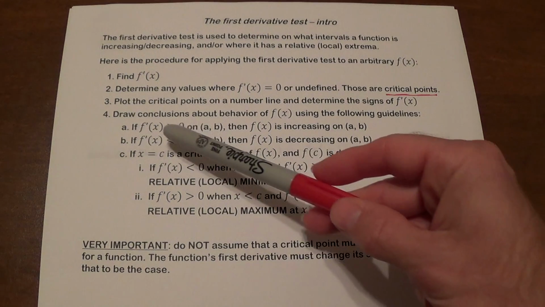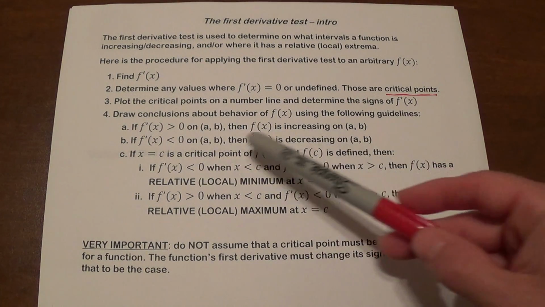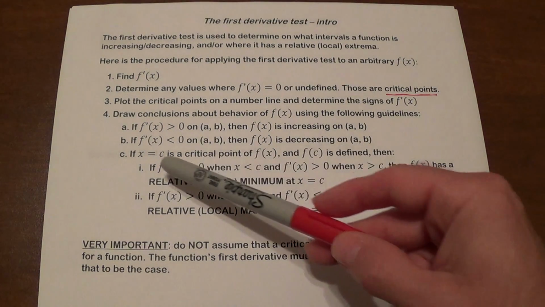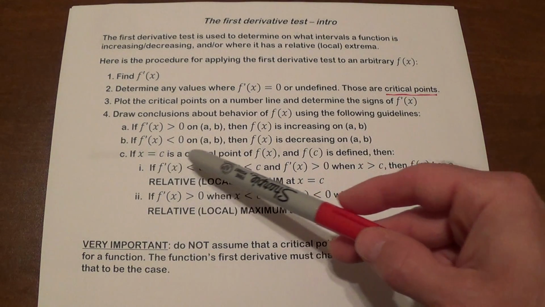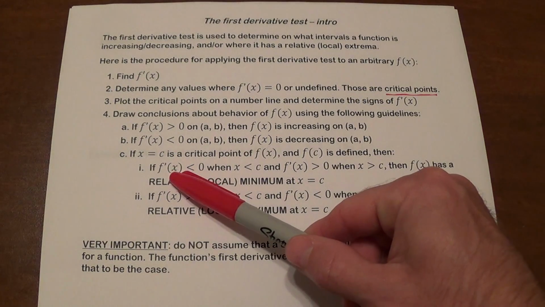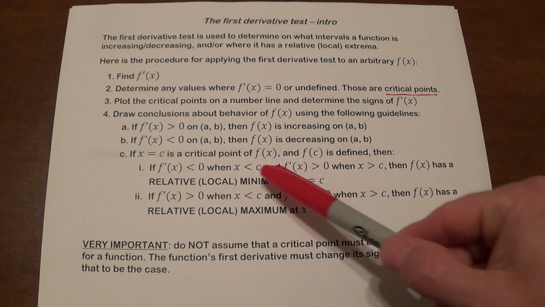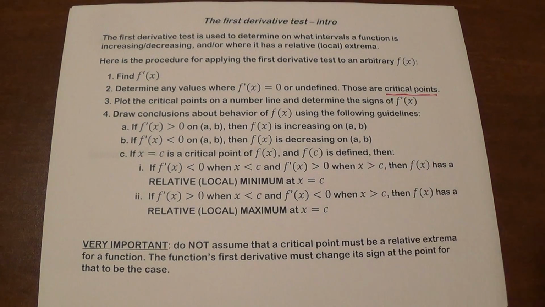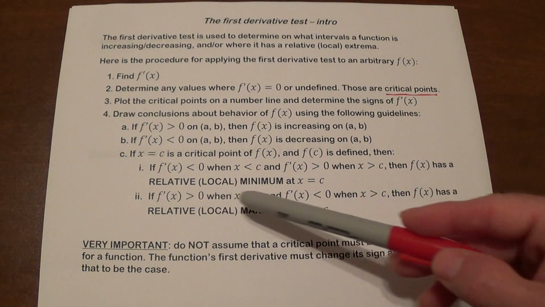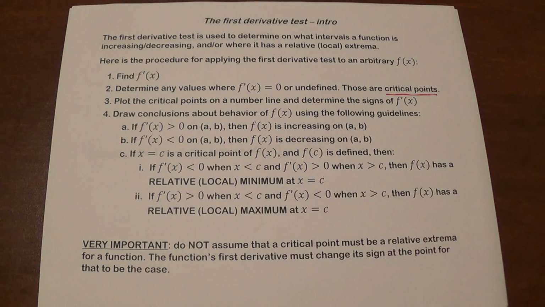If the derivative of the function is positive, then the function is increasing. If the derivative of the function is negative on an interval, then the function is decreasing on that interval. If you have some point c, which is a critical point, and the function is defined at that point, then if the derivative switches from negative to positive, going from left to right of that point, then the function is going to have a relative minimum because it's going to switch from decreasing to increasing. And if the derivative is changing from being positive to being negative when you go from left to right of that point, then the function is going to have a relative maximum.